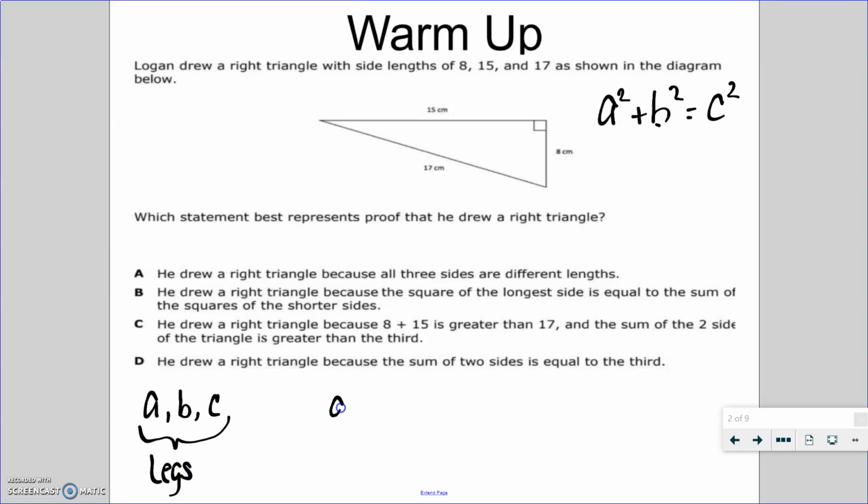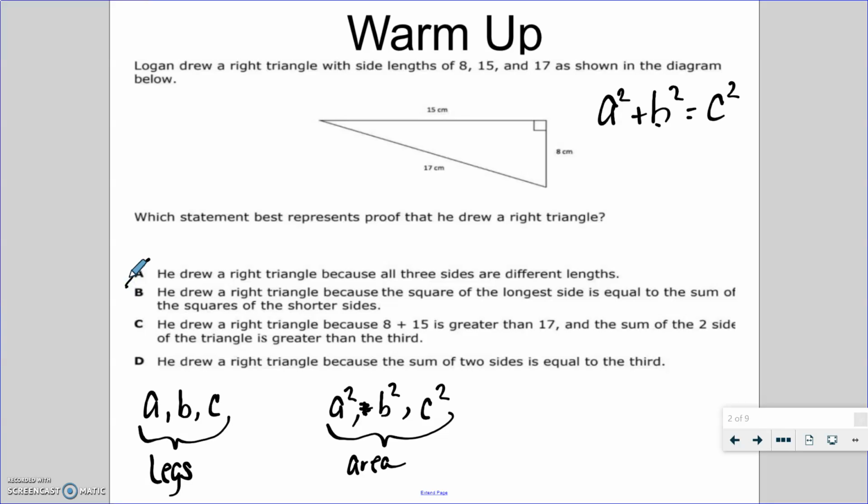And then we know a squared, b squared, and c squared represent the area. So we want to look for which statement is true. Answer choice A says he drew a right triangle because all three sides are different lengths. That has nothing to do with a right triangle. You can have an isosceles triangle with different sides. So we know that statement is not true.